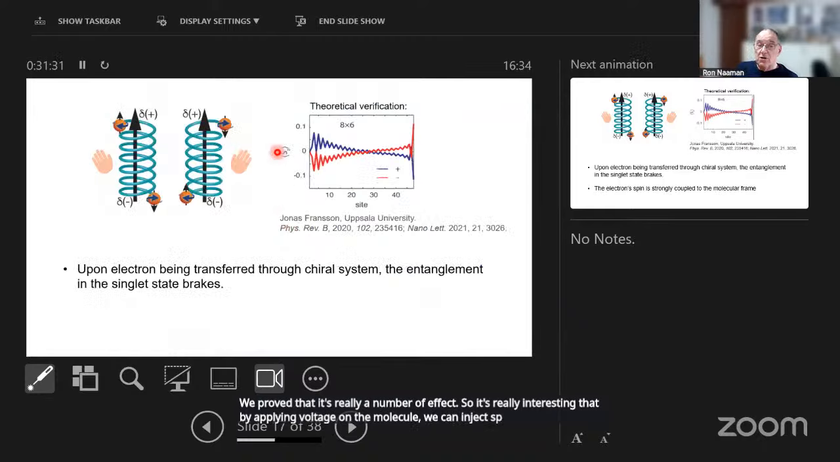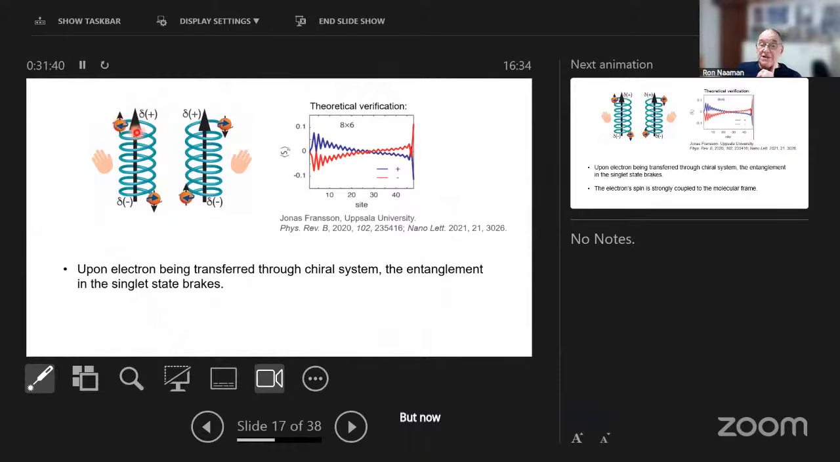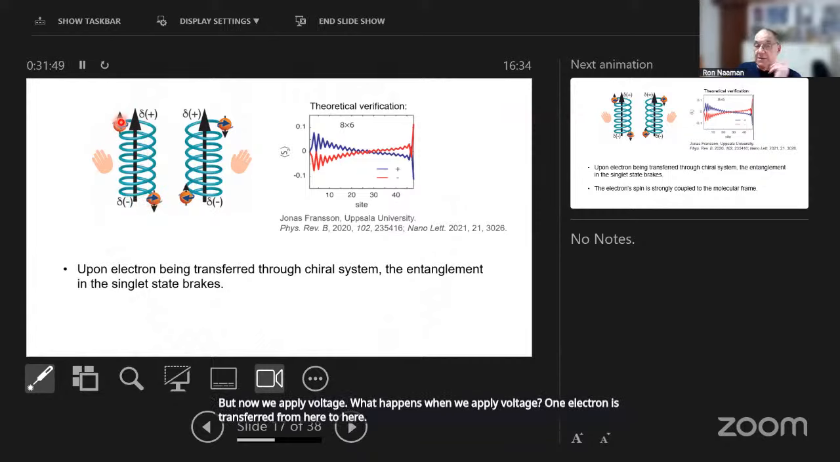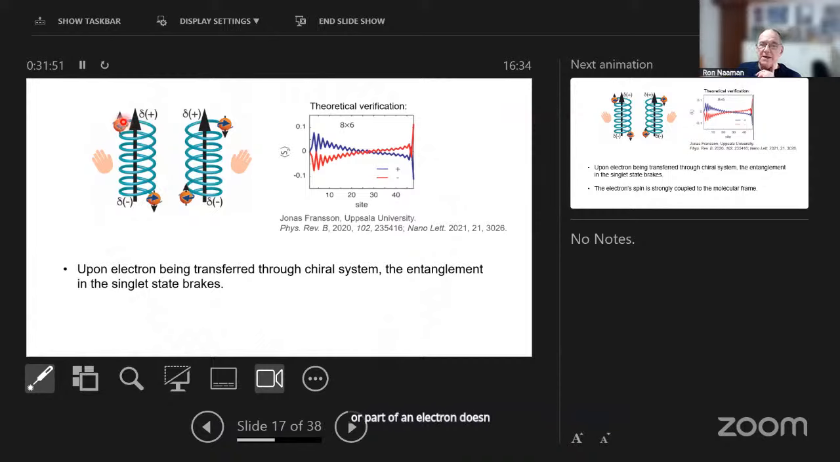So what's going on here? Think about a molecule, a chiral molecule, it's a singlet. But now we apply voltage. What happens when we apply voltage? One electron is transferred from here to here, or part of an electron. It doesn't have to be a full electron. But because this transfer is spin dependent, we get here some spin polarization and here the opposite spin polarization.